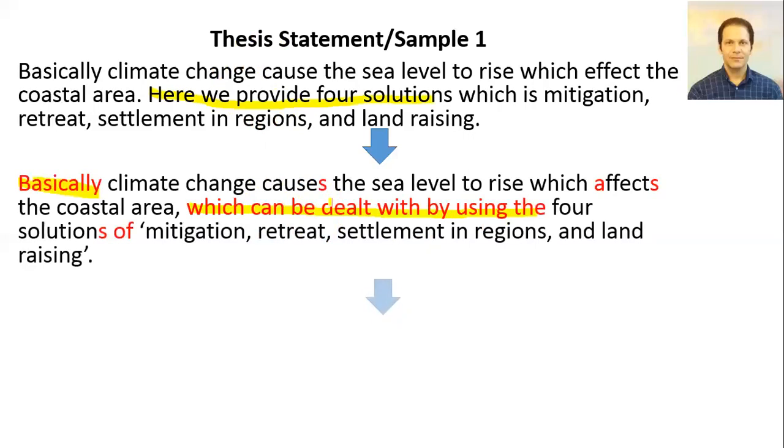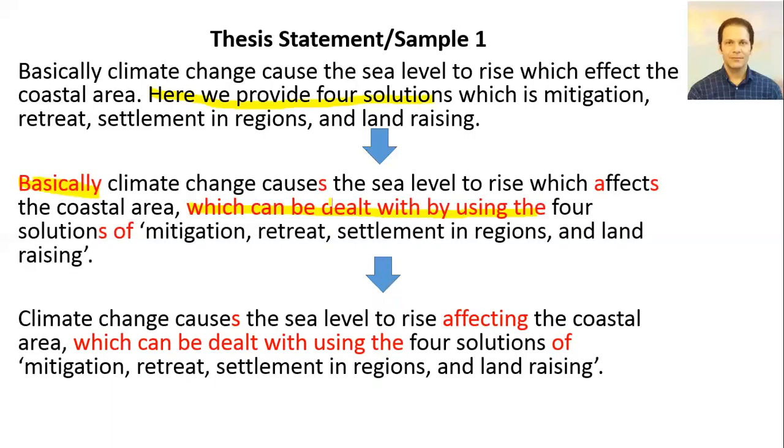However, we can still make it better. Let's look at alternative number 3. So for example, here in alternative number 2, we repeat the word which 2 times, which affects the coastal area, which can be dealt with by using the 4 solutions of. So in the third alternative, which affects was reduced to affecting, which is a much better option.